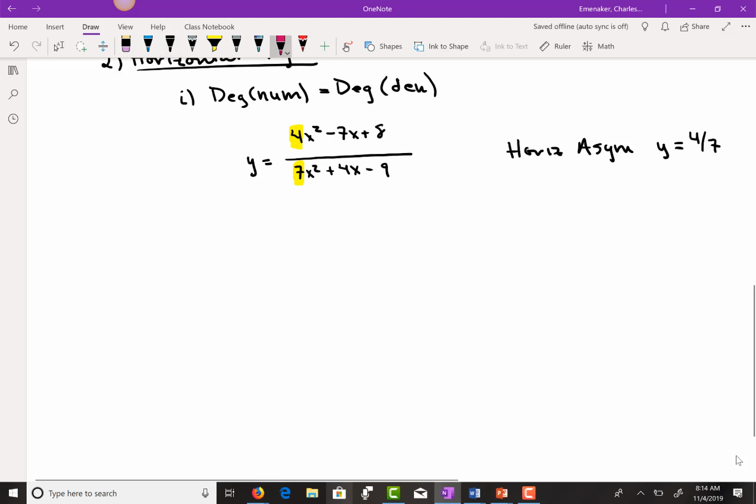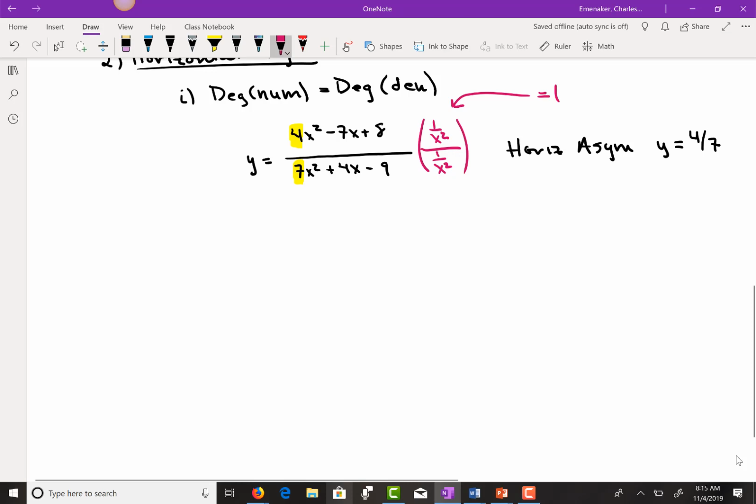Well, one way to look at this is, the highest degree in the numerator is x squared. Everybody buy that? Highest degree in the denominator is x squared. If we take this fraction and multiply it by 1 over x squared over 1 over x squared, we're not going to change the function. This is actually equal to 1, isn't it? Because anything over itself is just 1.